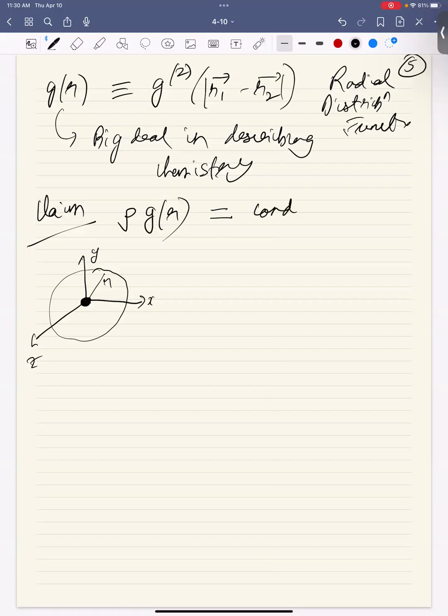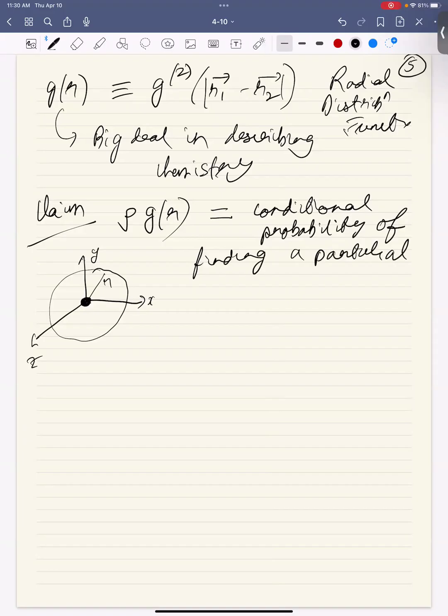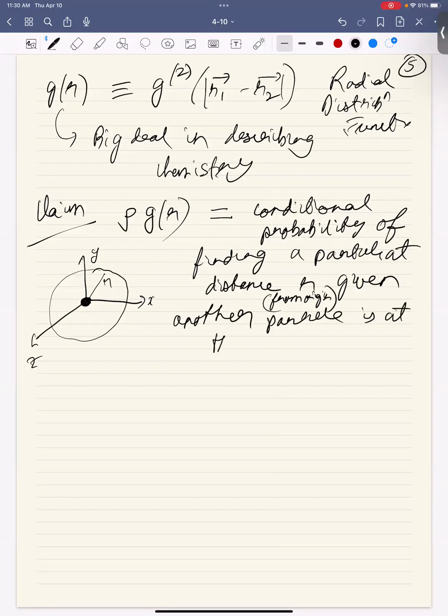Rho G of R is the conditional probability of finding a particle at distance r, and when I say distance r, I mean distance r from the origin, given another particle is at the origin, okay? And we will prove this in a bit, but I want to show you why this is intuitive and why this allows us to calculate G of R from scattering experiments and things like that.